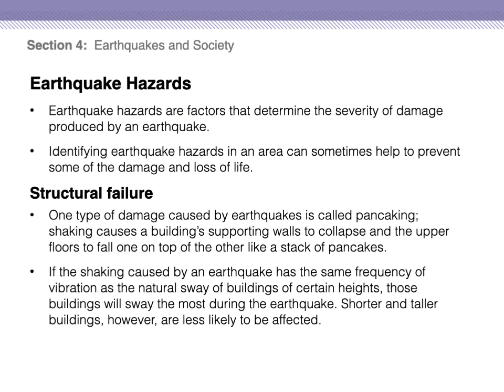Earthquake hazards are factors that determine the severity of damage produced by an earthquake. Identifying earthquake hazards in an area can sometimes help to prevent some of the damage and loss of life. One type of damage caused by earthquakes is called pancaking. Shaking causes a building's supporting walls to collapse and the upper floors then fall on one another like a stack of pancakes. If the shaking caused by an earthquake has the same frequency and vibration as the natural sway of buildings of certain heights, those buildings will sway the most during an earthquake. Shorter and taller buildings, however, are less likely to be affected.